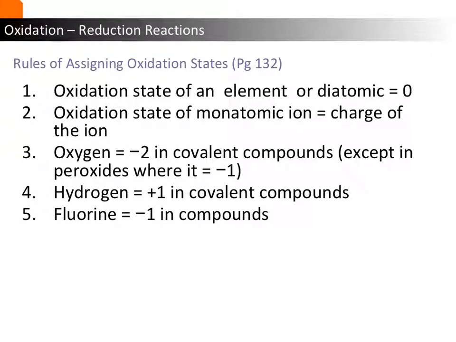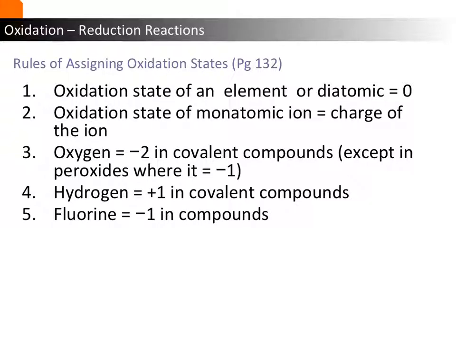Now, here are the rules for assigning oxidation states or oxidation numbers. We talked about this a couple slides ago, but we need to identify each element in the reaction to determine if it's going to oxidize or reduce. But before we do that, we need to figure out what its oxidation state is so that we can observe the change, either loss or gain, of electrons. Now, page 132 in our textbook has the wordy version of these rules, but this is a summary of them.